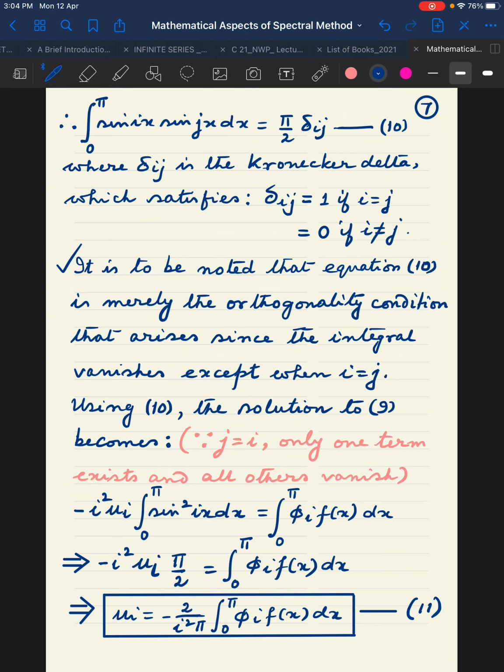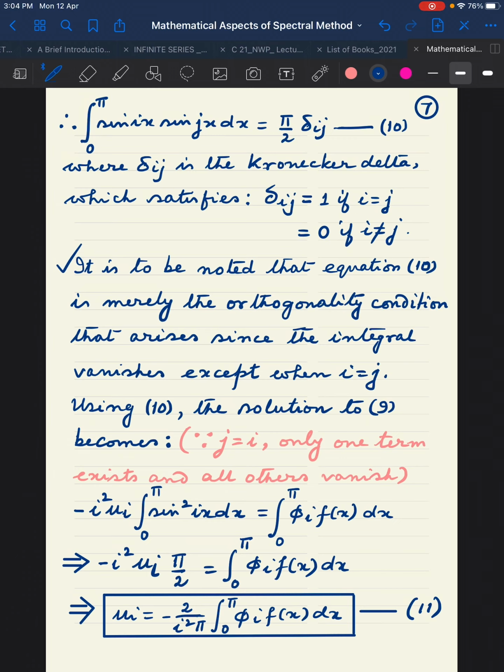So the basic necessities of the Galerkin method are satisfied, that the basis functions we have chosen are orthogonal basis functions. We have just checked that the integral from 0 to pi of sin(ix) sin(jx) dx is pi by 2 into delta ij. So equation 10 is nothing but the orthogonality condition that arises since the integral vanishes except when i equals j.